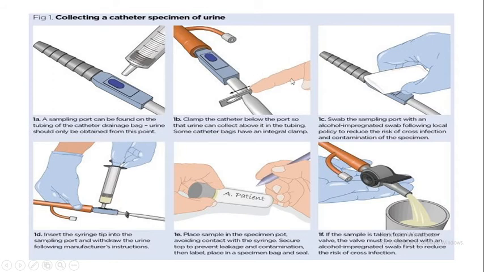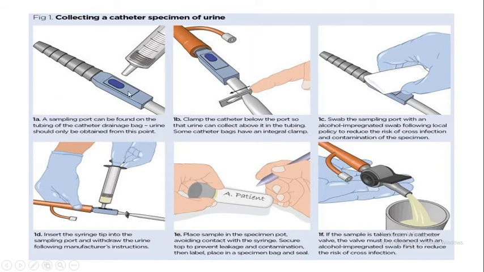Now, before you collect, using an alcohol or spirit swab, you must clean the sample port so that you don't infect the patient or contaminate the sample. So it is always a better option to clean the sample port before you collect the sample. And then you take a syringe without the needle, and then you aspirate the urine sample. Here they are putting the urine sample in a container and labeling it with the patient's name and ID. So this is how catheter specimen is collected.